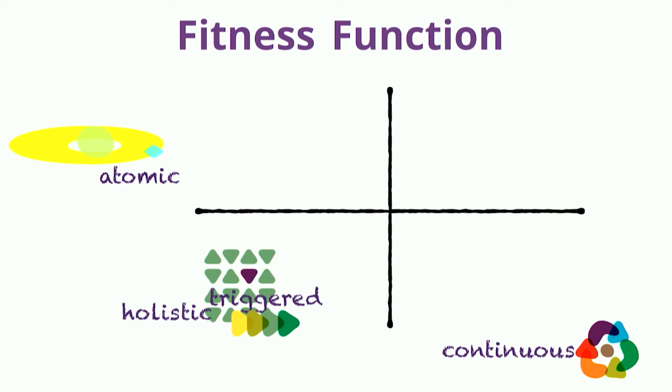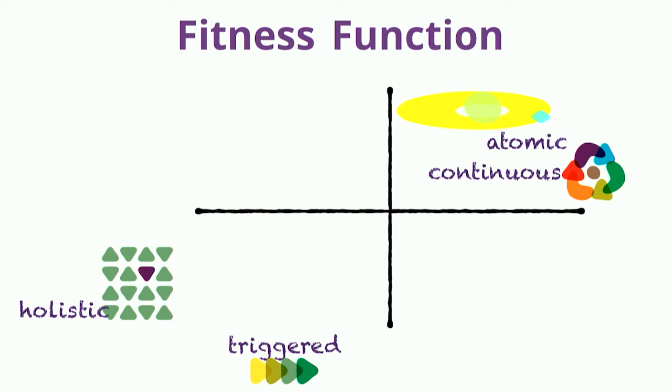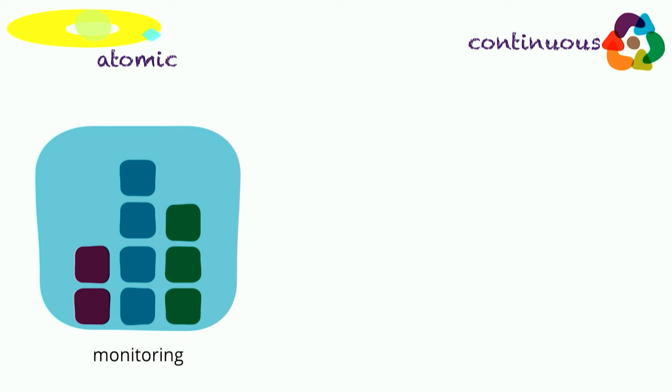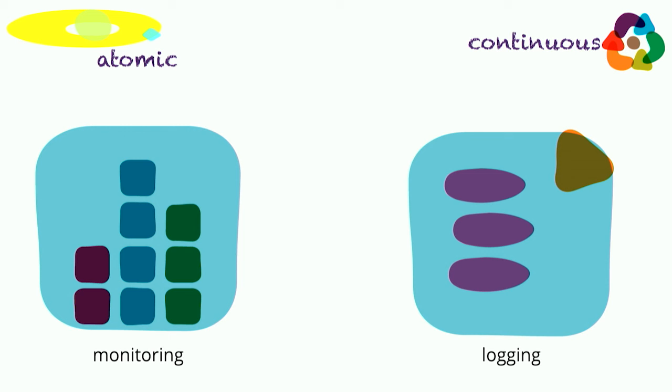Atomic continuous fitness functions check one characteristic of architecture, but they run continuously all the time. And so this is the realm of tools like monitors and other DevOps-centric tools. For example, Nagios is a great example of a monitoring tool where you can set up thresholds. A common practice in architectures like microservices is to set up things like synthetic transactions to test performance in production systems.